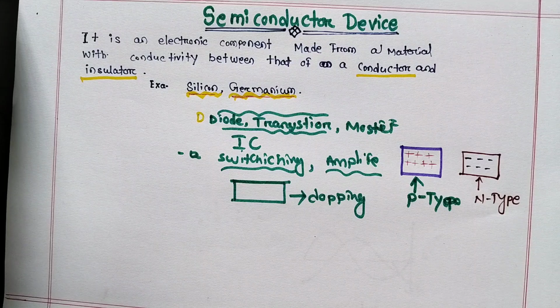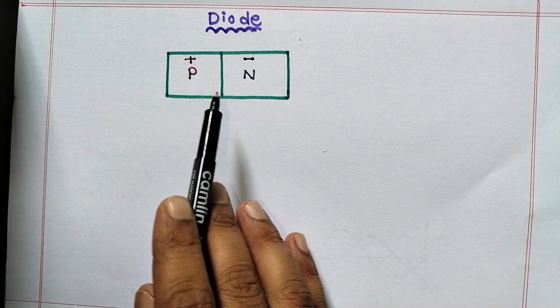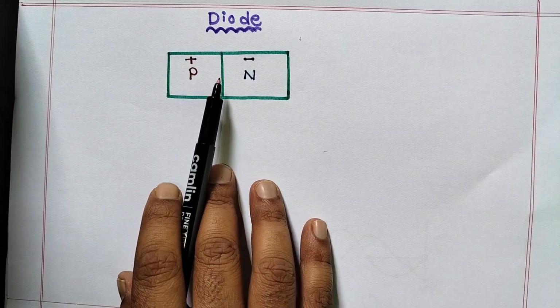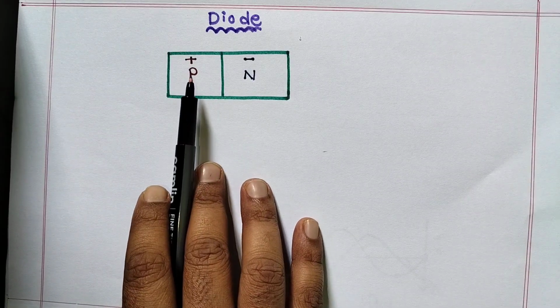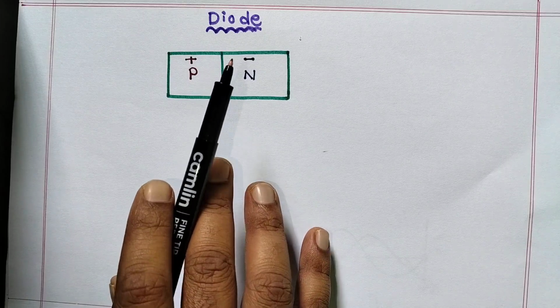In today's video we are going to discuss what a diode is and what the work of a diode is. In a later video we are going to discuss other components like the transistor and MOSFET and their uses. For now we start with the diode. A diode basically consists of one PN junction, which means if you join one P to one N, it forms a diode.